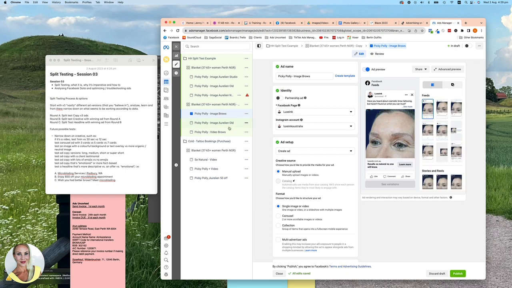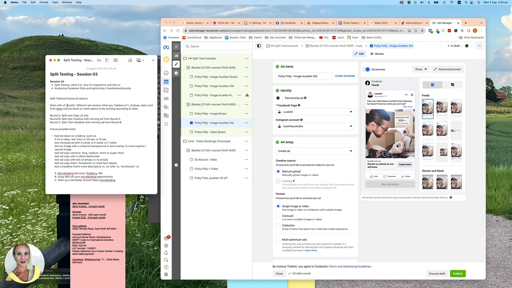So I don't split test things I don't believe in myself. And then you always have an idea of what you think might work better. But that's also why you test and learn, to let the data decide and not your own thought process. So I try to start with testing 3 vastly different variations that I believe in, that I think will work or are good for my account, my brand, my business.